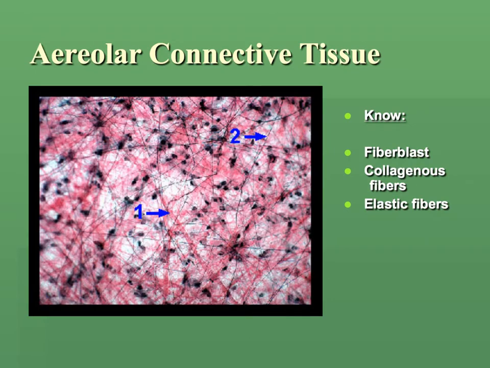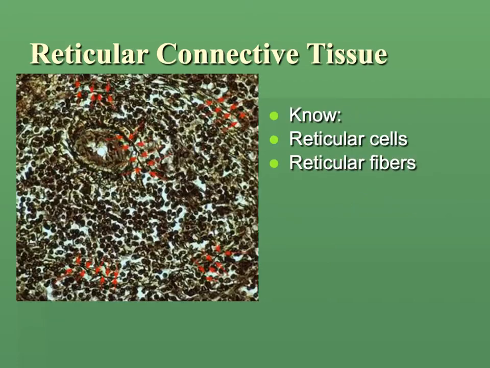Here we have areolar connective tissue. Now notice it looks like a small child has used a pen and pencils and just had a field day. But when we look at this closer, we'll see these dots representing the different types of cells that we have. Those are going to be our fibroblasts. We're going to have our very thick collagenous fibers and our very thin elastic fibers. And all together, this composes areolar connective tissue.